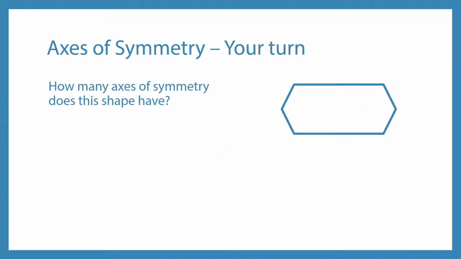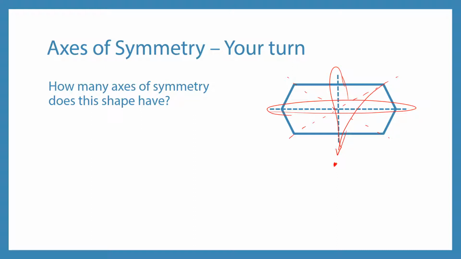So now it's your turn. How many lines or axes of symmetry do you think this shape has? So here we go. There's just two, one horizontal and one vertical one. You may have thought that these ones worked, but they don't. If you want to check that, you could make this shape out of paper and see for yourself why that doesn't work. You'll have a corner somewhere way down here which doesn't match up with this side at all.